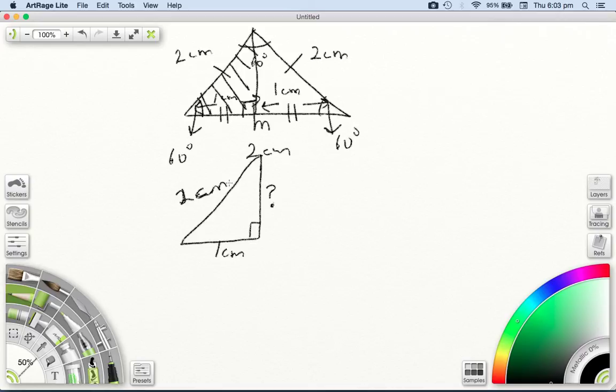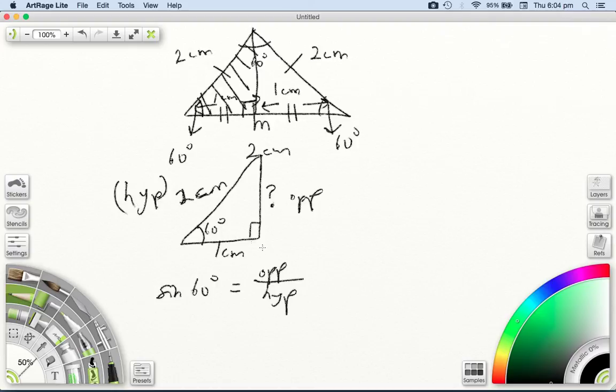Now, I'm interested in this. So this is 60 degrees, right? Now, if this is 60 degrees, what is sine 60? Well, sine 60 is given to us as opposite over hypotenuse. This is opposite, this is hypotenuse, and this is adjacent. Well, what's opposite? I don't have opposite, so I need to find it. So I use Pythagoras' theorem here. I'm going to call this x.